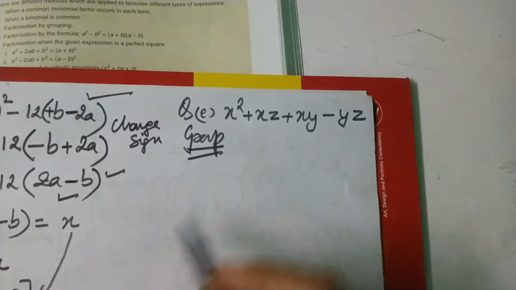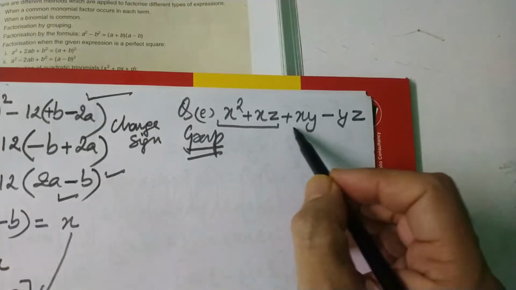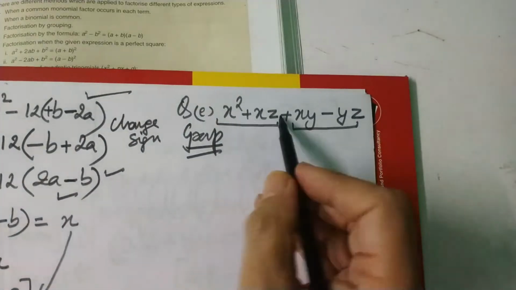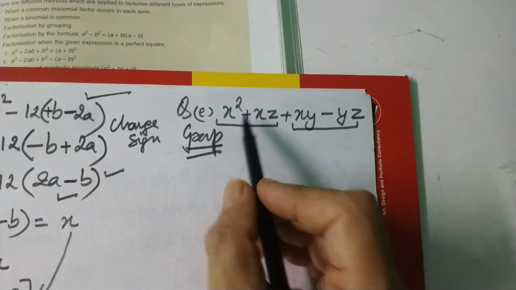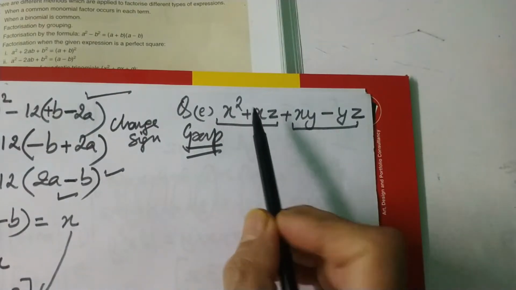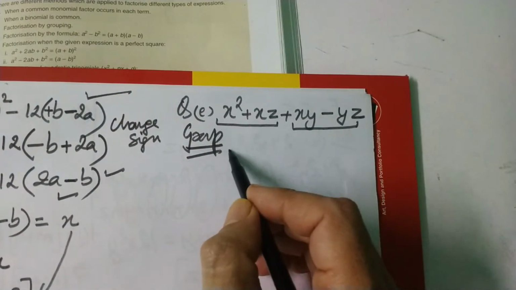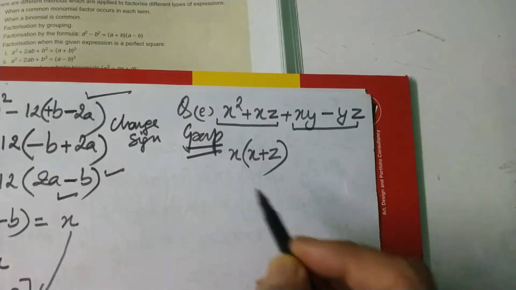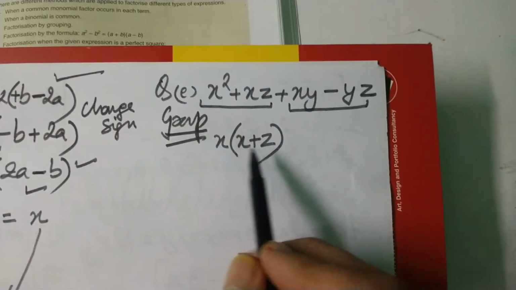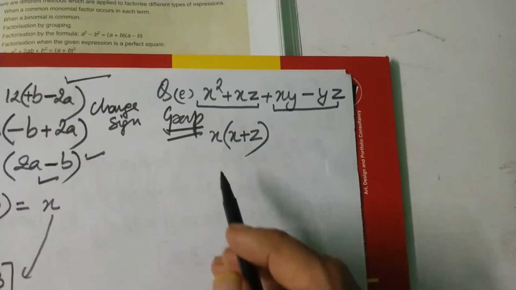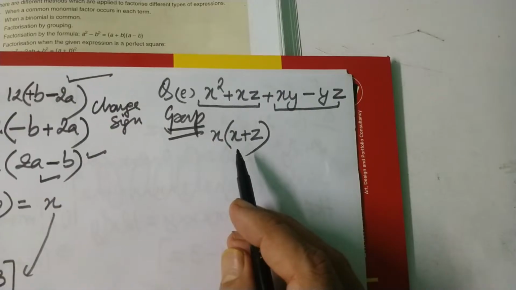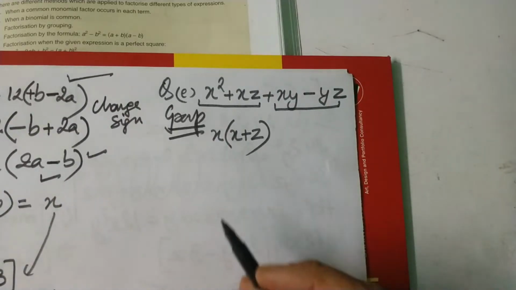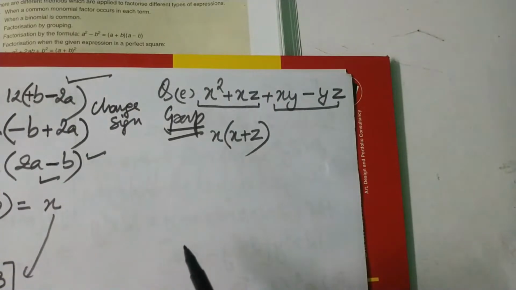You will solve in group. So you will take the first group and the second group. In the first group, what is common? In the first group, x is common. So factorization will become x into x plus z. Now how is this x coming? How is this bracket coming? This is given in the video below. You check the link, you will understand how to take common.